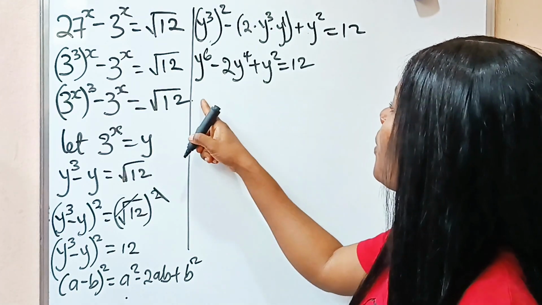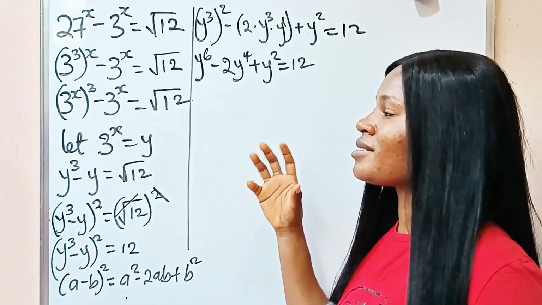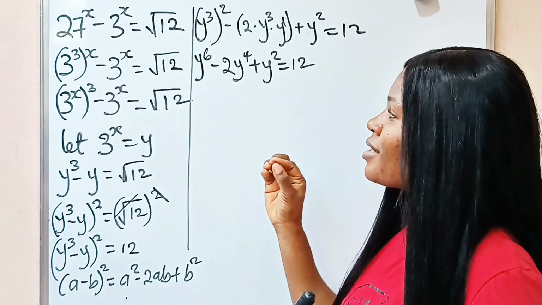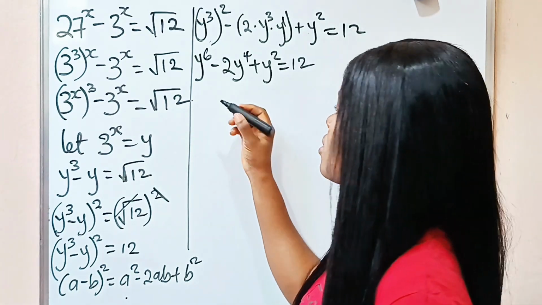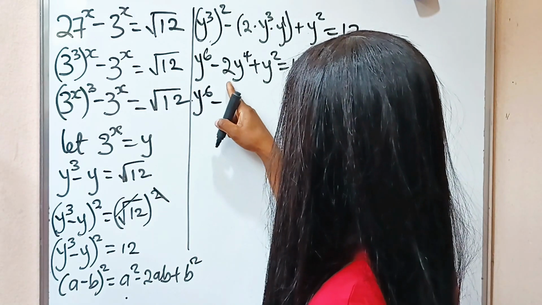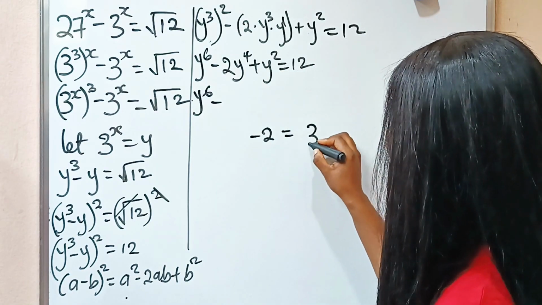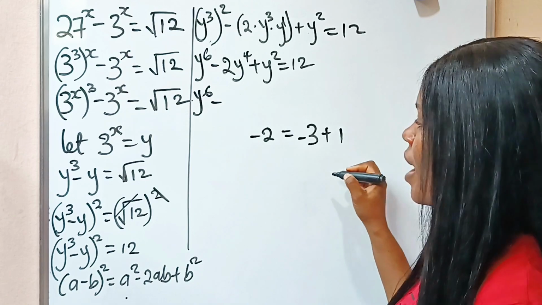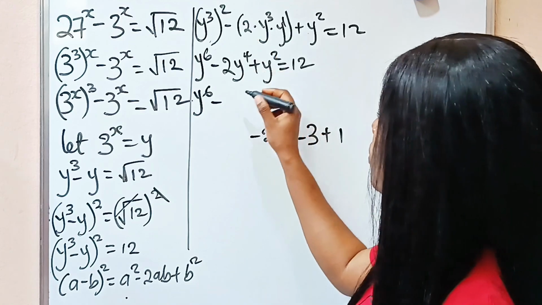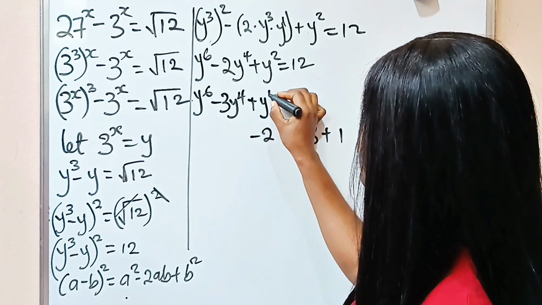Now at this point, let's try to factorize this. The only way to factorize this is if we can bring a common term out from each of them. So we are going to manipulate this in order to get a common term. We have y to the power of 6 minus, now minus 2y to the power of 4 is the same thing as, what? Minus 3 plus 1, right? That is 1 minus 3. Therefore, we can write this as minus 3y to the power of 4 plus y to the power of 4.